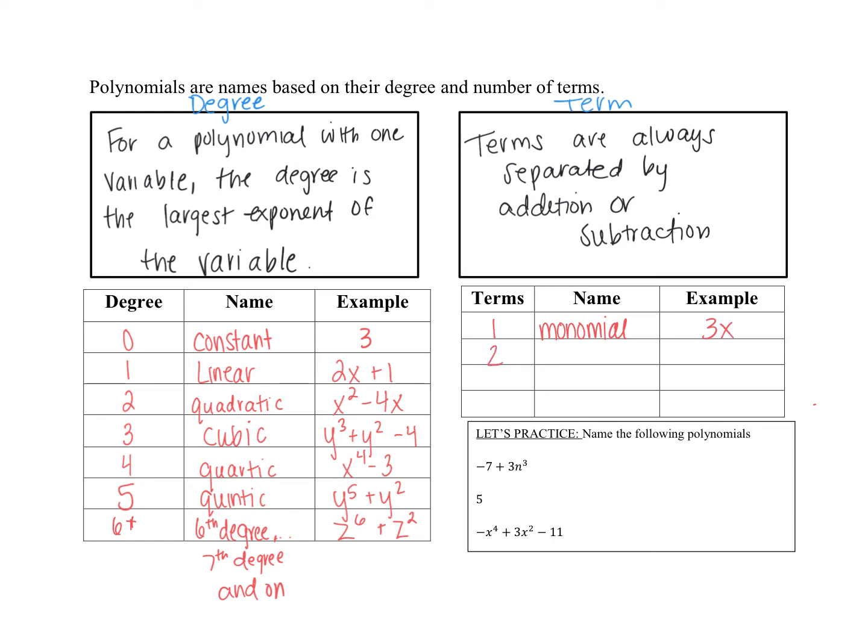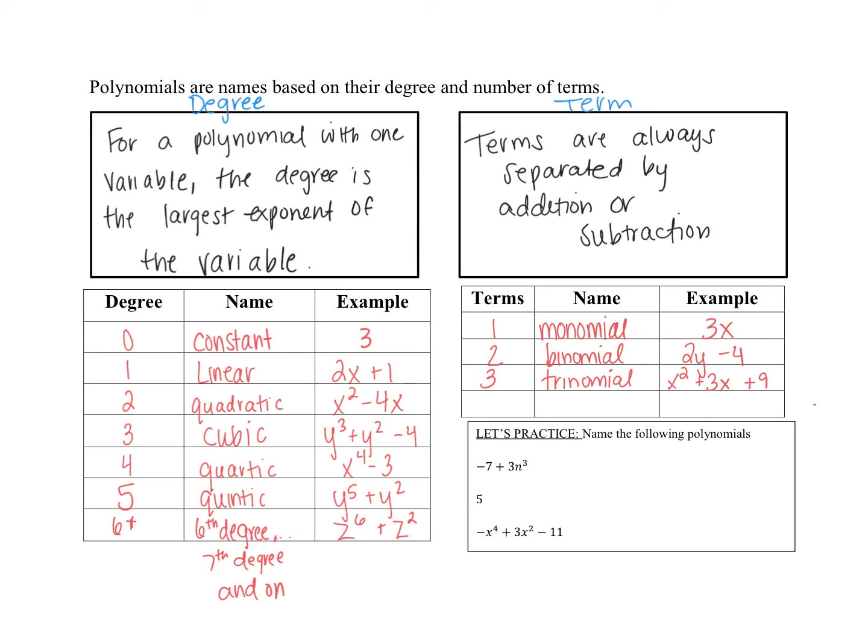Okay, when we have two terms, it's called a binomial. And an example of this would look like this, 2y minus 4, where 2y is a term and 4 is a term. Then we move on to 3 terms, and that is called a trinomial. Tri meaning 3. And an example of this would be like x squared plus 3x plus 9, where x squared, 3x, and 9 are all different terms.